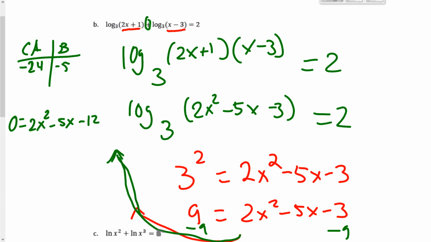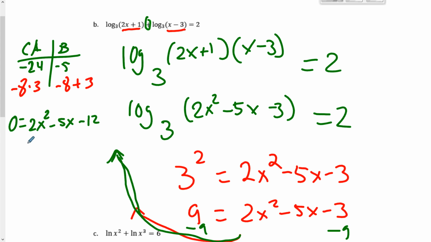What are the factors of 24 that subtract to 5? So you get like 12 and 2. Can't do that. 8 and 3. 8 and 3. So there we go. So 8 and 3, a negative 8 and a positive 3 will get me there. Okay, so we're good there.